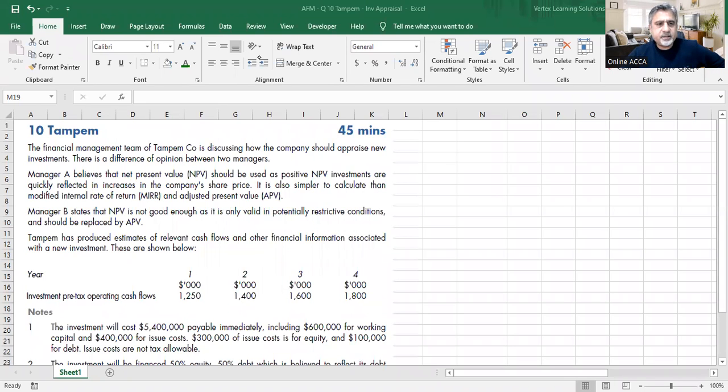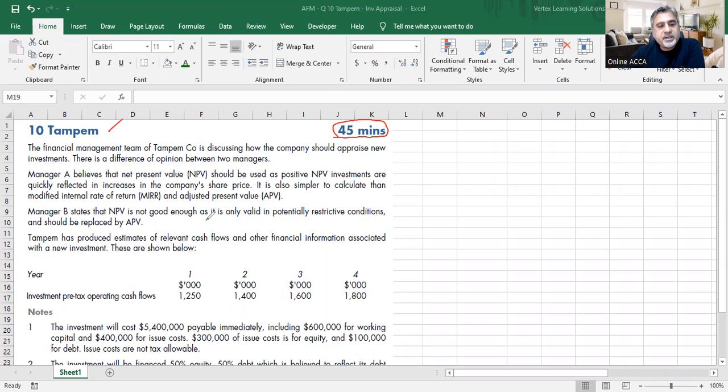Question number 10, Tampem company, we have actually taken from your AFM study text. So this question is not from your practice kit. This is from the study text. It's a short question for 45 minutes. And this question, we are going to read it together.